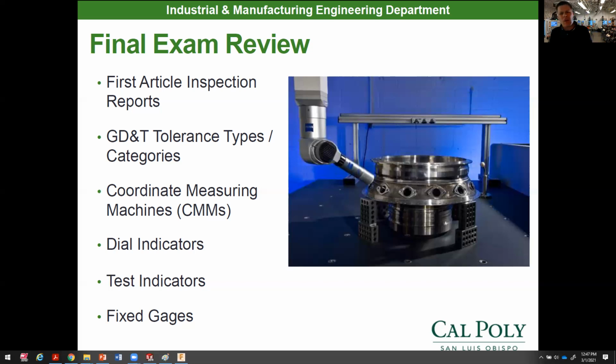I think I mentioned this already. I would know the tolerance types and the categories for the different GD&T callouts. So I would know that GD&T goes into form, profile, location, orientation, and runout categories. Now, if we have to inspect complex GD&T tolerances, sometimes your dial calipers aren't going to get you there. So out in industry, you can automate your inspection using something called the coordinate measuring machine.